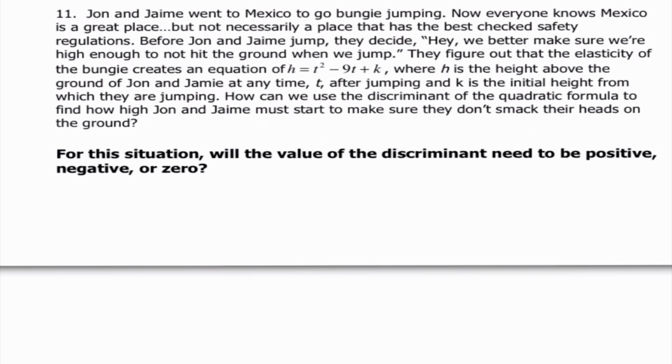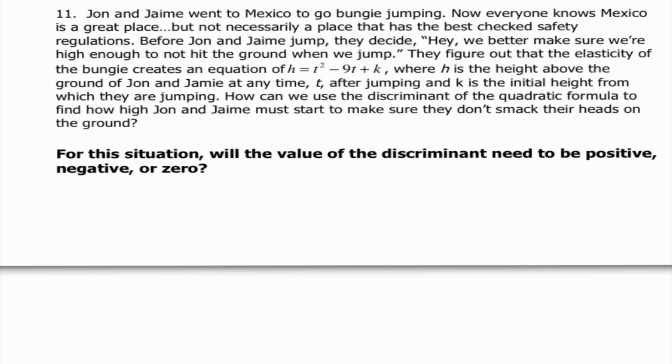They figure out that the elasticity of the bungee creates an equation of h equals t squared minus 9t plus k, where h is the height above the ground of John and Jamie at any time after jumping, and k is the initial height from which they are jumping. How can we use the discriminant of the quadratic formula to find how high John and Jamie must start to make sure they don't smack their heads on the ground?